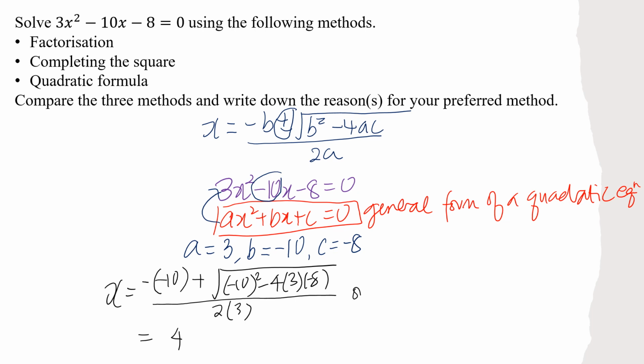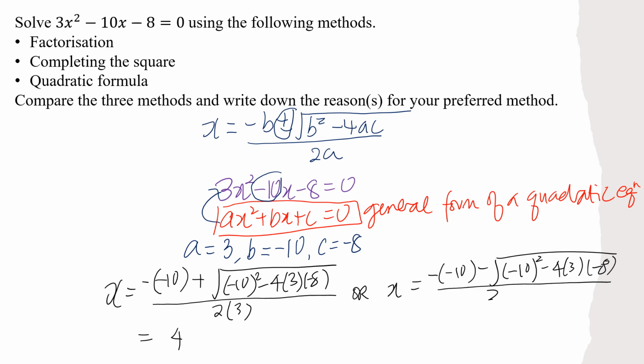Okay, so the second answer will be x equals to negative, and you should get -2/3. Right, so you realize that all the three different methods, solving by factorization using the cross method, completing the square, and the quadratic formula, all give you the same answer, and the answers are in rational form. Right, rational form means exact value.